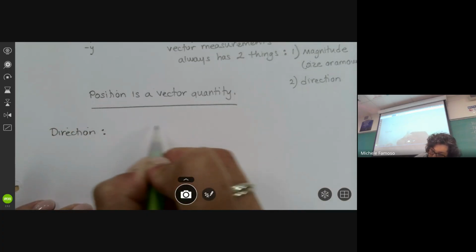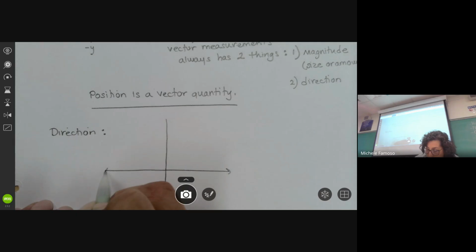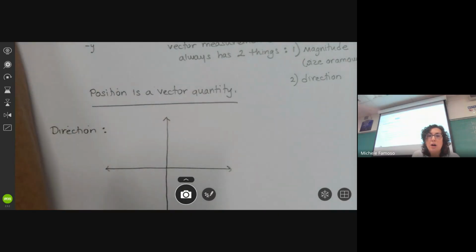Let's draw an XY. Oh, we'll stop here. We'll pick up with more of this with direction tomorrow after we go over your Unit 1 review, which is due tomorrow.